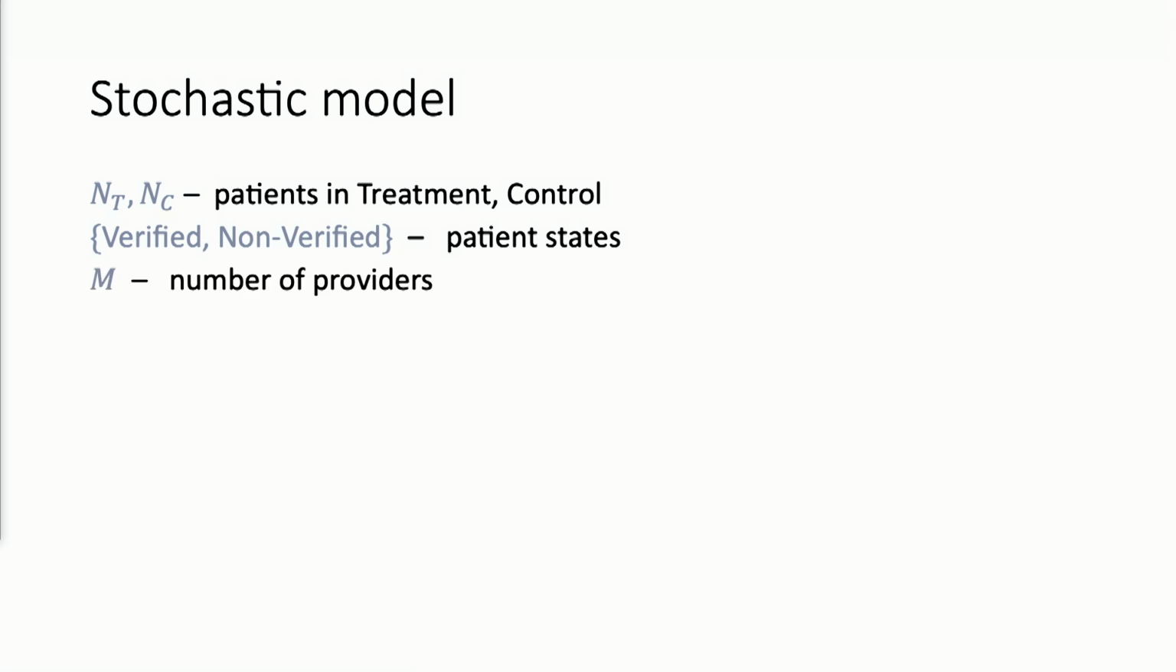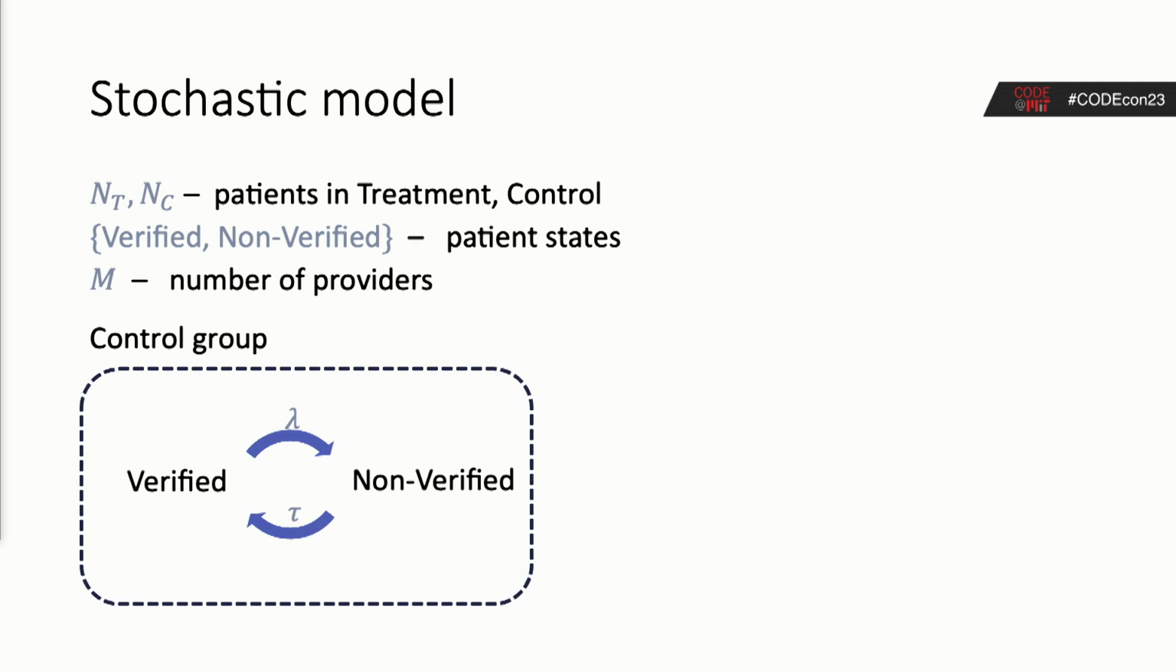Okay. So I'm going to build a stochastic model that describes how these patients are acting. First, we say there are N_T patients in treatment and N_C patients in control, and that patients can be in two different states. They're either in their verified state, which is they're taking their medication, or they're in the non-verified state. They've stopped taking their medication. And we say that we have M providers on a platform. People in the control group don't get access to these provider support calls, so they'll just transition between these two states of their own accord. People who are verified can stop taking their medication at rate lambda, and they can start taking their medication at rate tau.